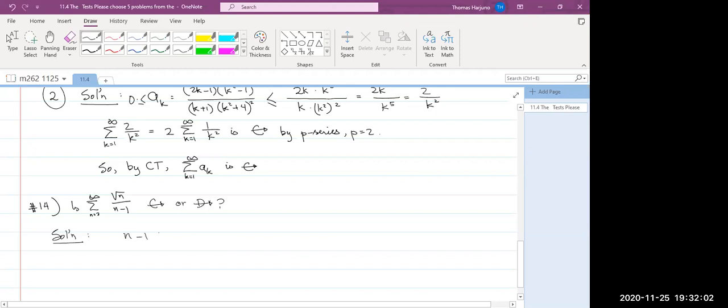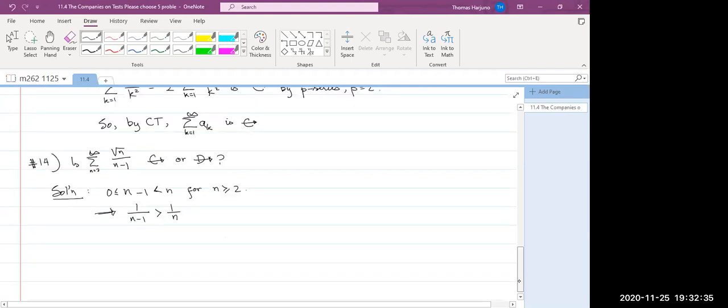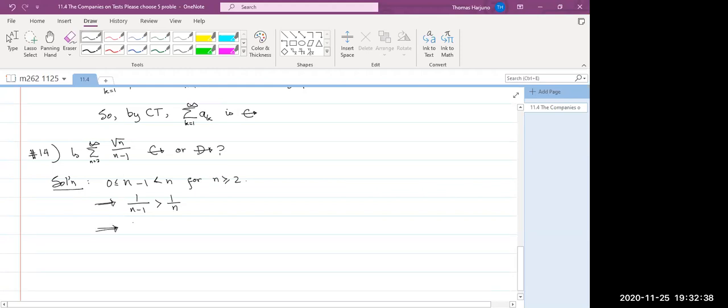The n minus 1 is positive, and it is less than n for n greater than or equal to 2. Of course, n minus 1 is less than n, but I want to keep it positive. Therefore, the reciprocal will be the other way of the inequality. I will do comparison test here. Square root of n over n minus 1 is greater than square root of n over n, which is 1 over square root of n.